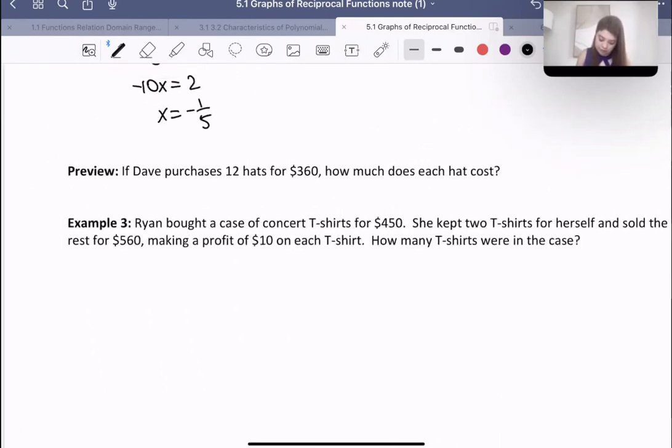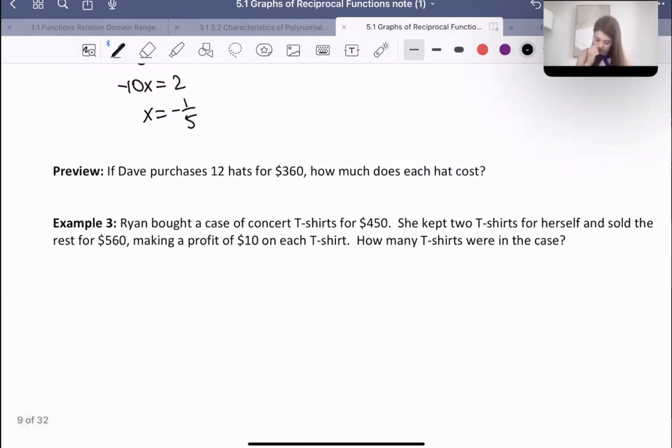So then we have kind of a preview to the next question, which is a much simpler version of the same thing that's going to help us to get the next one. It says, if Dave purchases 12 hats for $350, or $360, sorry, how much does each hat cost?